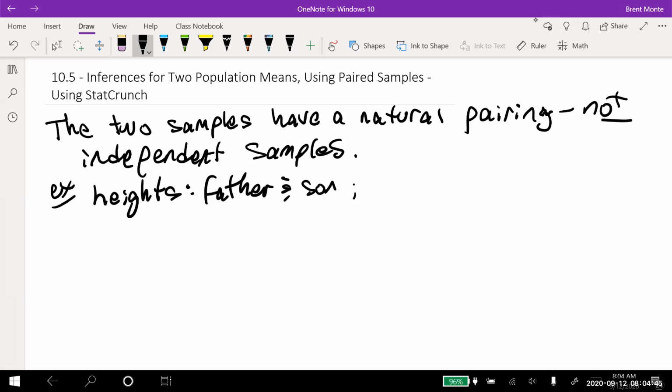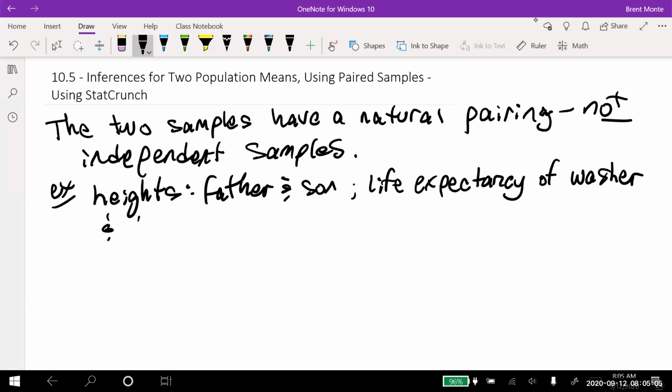Another idea like that is maybe we're looking at life expectancy. That could be of people also, but let's say I have a washer and dryer. The washer and dryer are going to be in the same household. So by doing something like that, we get rid of any external influences, any environmental thing, any way that the washer and dryer are handled differently, because they're handled by the same people. So we can look to see, is there going to be a difference in these?